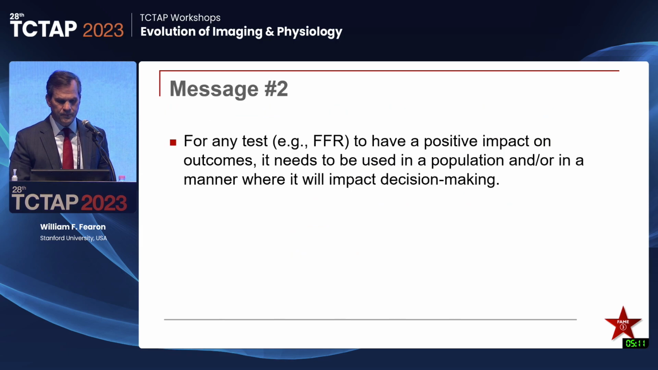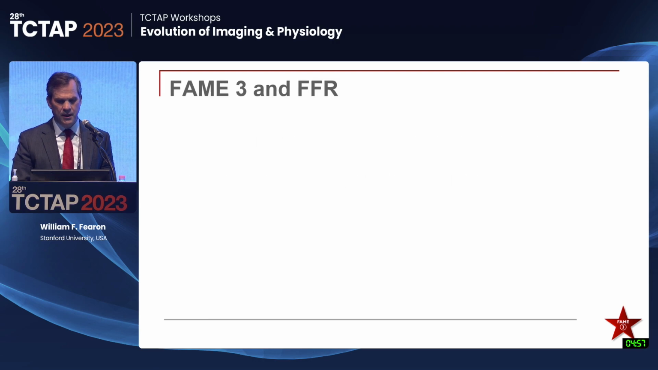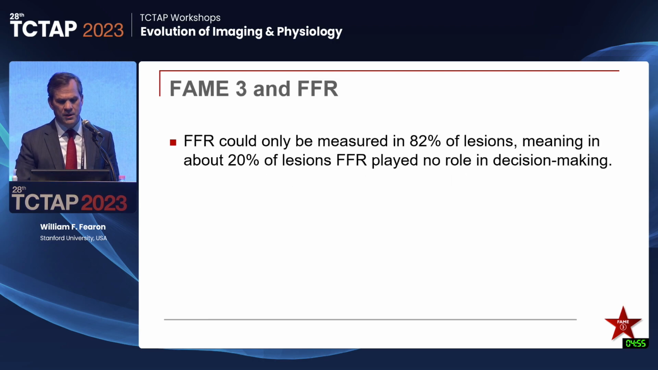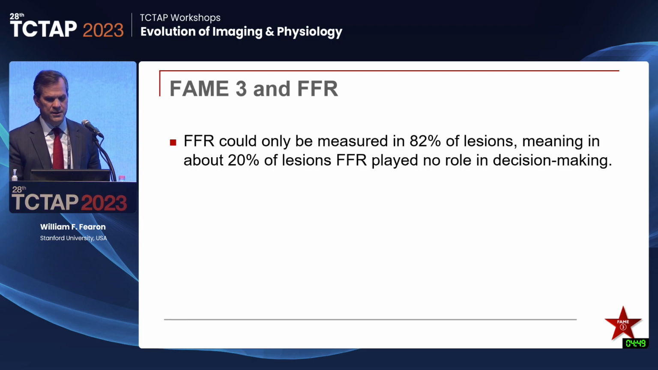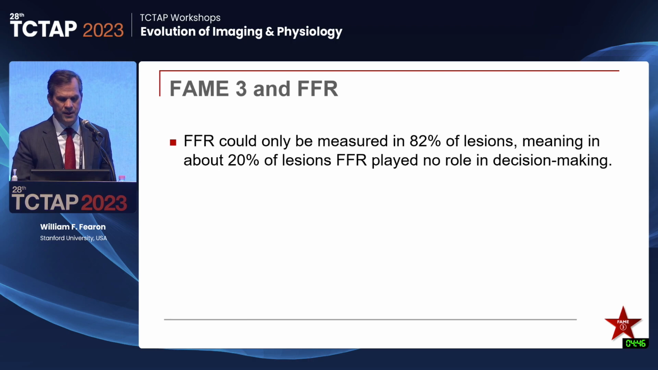A second key message from FAME3 is that for any test, in particular, in this case, FFR, to have a positive impact on outcomes, it needs to be used in a population and or in a manner where it will impact decision-making. In FAME3, FFR could only be measured in about 80% of patients, meaning that for 20% of lesions, FFR played no role in decision-making.